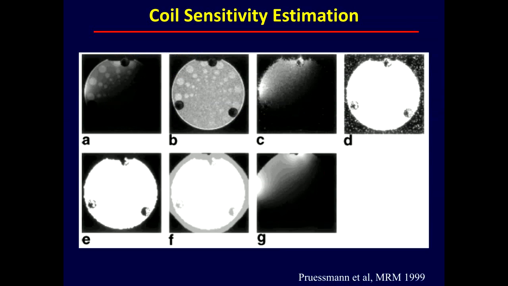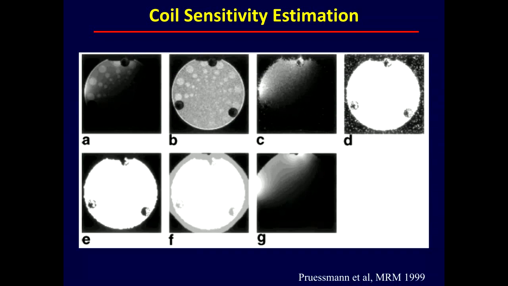Just a couple of words on how you measure the coil sensitivity. What you can do is put a coil on the patient, scan the acquired image, and repeat the same sequence, but instead of using an array coil, we use a body coil. We know that the body coil has a very uniform coil sensitivity across the region of interest field of view.